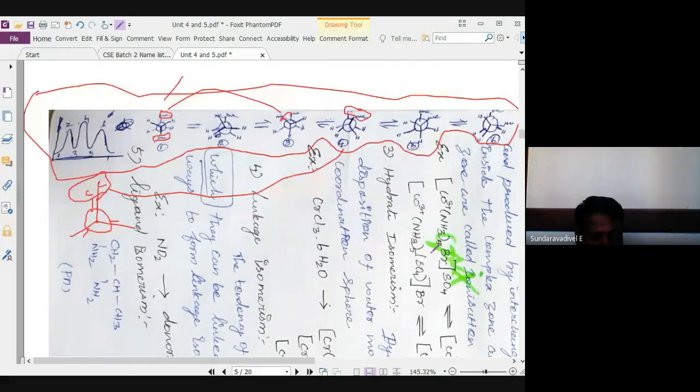So here, what structures did we discuss? Staggered conformation, eclipsed conformation, gauche conformation. Here the staggered conformation is more stable, then the gauche conformation, then the eclipsed conformation. This is the order of stability of n-butane.